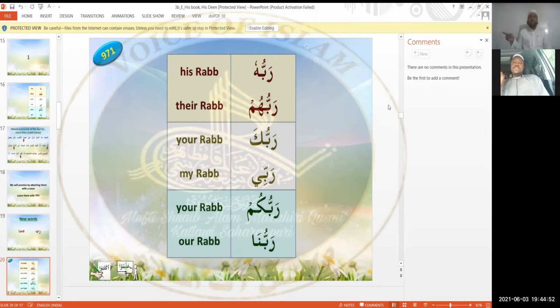Rabbuhu, his Rabb. Rabbuhum, their Rabb. Rabbuka, your Rabb. Rabbi, my Rabb. Rabbukum, your Rabb. Rabbuna, our Rabb. MashaAllah. Rabbuhu, Rabbuhum, Rabbuka. Okay, let's do the next one.